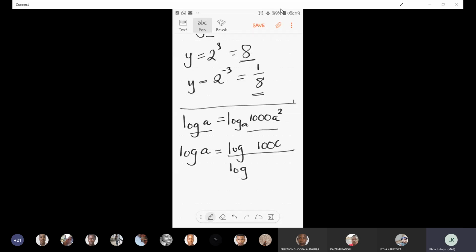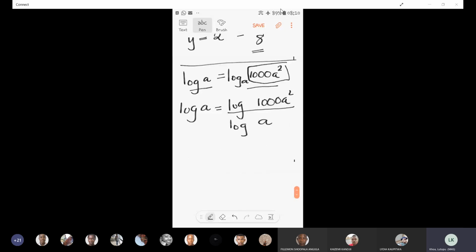So this is the 1000 a squared. The entire thing, that is your argument. So it's not just the 1000 or the a squared, it's 1000 a squared. That is your entire argument. So all of it should go to the numerator. And then in the denominator, I have log base a. Then, sorry, log a.